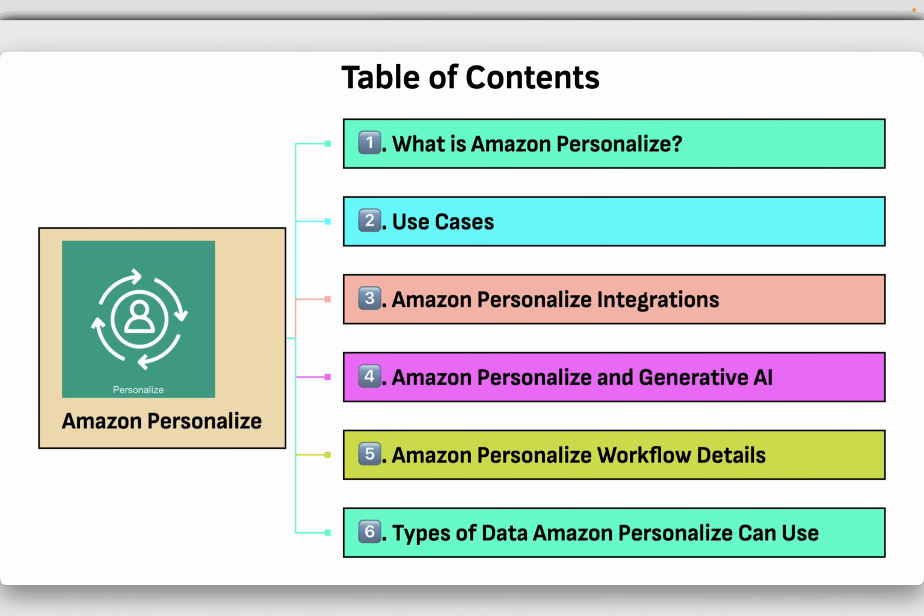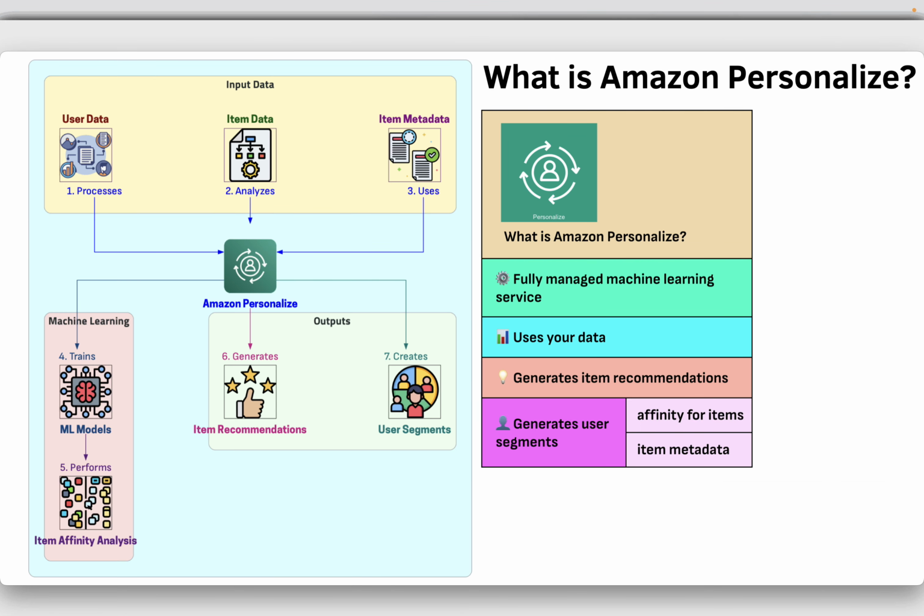So this lecture will contain all those topics. What is Amazon Personalize? Use cases, Amazon Personalize integrations, Amazon Personalize and generative AI, Amazon Personalize workflow details, types of data Amazon Personalize can use. So what is Amazon Personalize? Amazon Personalize is a fully managed machine learning service that uses your data to generate item recommendations for your users. It can also generate user segments based on the user's affinity for certain items or item metadata.